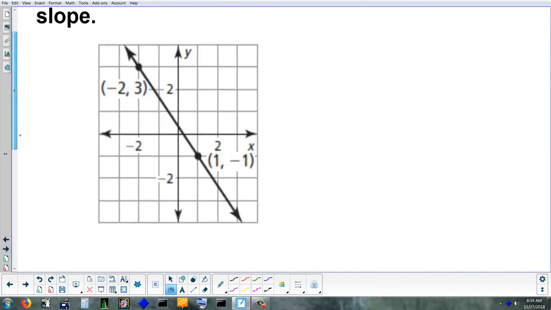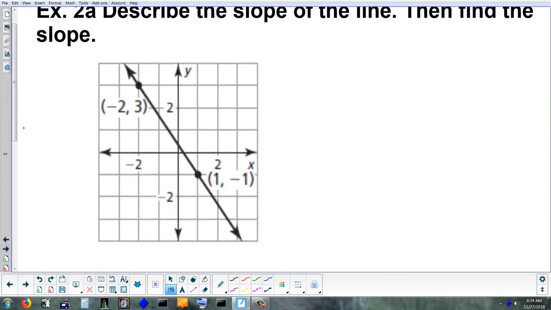This one, 2A. Describe the slope of the line, then find the slope. Bethany, what do you think? Negative, right? Good, because it's down to the right, negative. Now, to find a negative slope, based on what we wrote in our notes, how do I have to count?